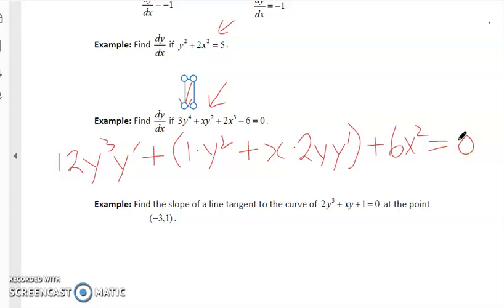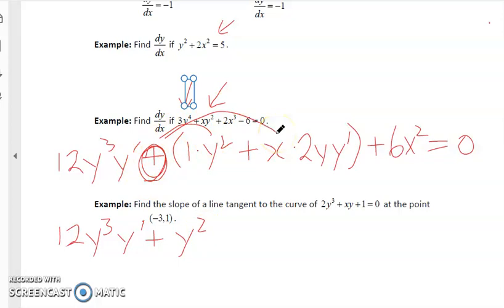Now we've got to clean that up, and we've got to get the y prime by itself. So let me see, I'm kind of running out of room here. Let me come down here. 12y cubed y prime plus y prime plus, now 1 times y squared is just y squared. Now if that was a negative in front, if that was a minus, remember that would go through your brackets, but it doesn't here. Plus x times 2y is 2xy, and now we get y prime beside that, plus 6x squared is equal to 0.